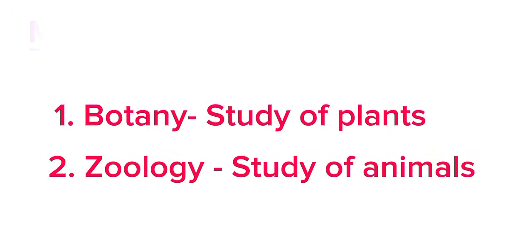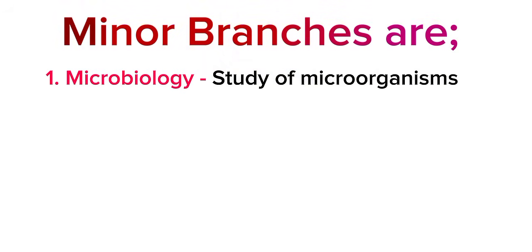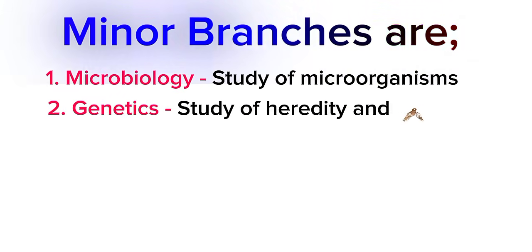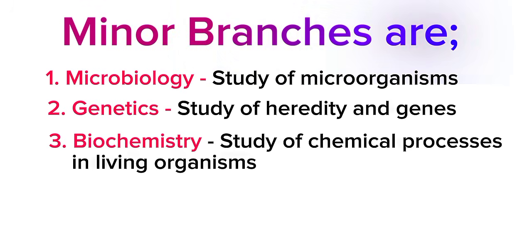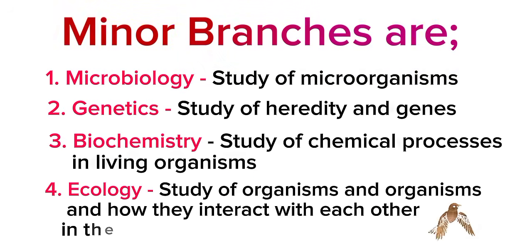We have other small branches of biology under this category. And these other small branches of biology, we have microbiology, study of microorganisms. We call them minor branches. Number 2, genetics, study of heredity and genes. Number 3, biochemistry, study of chemical processes in living organisms.